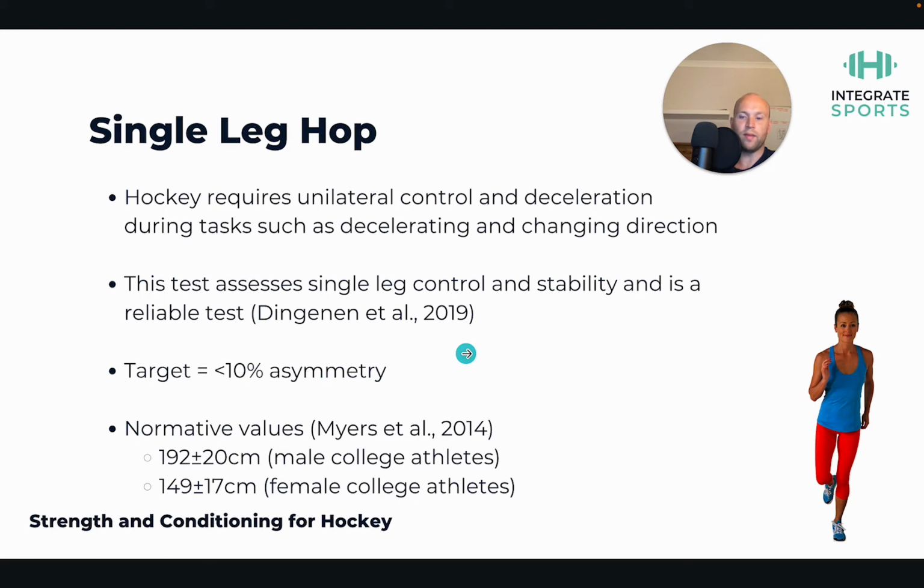Normative values, the primary ones taken here are from sort of female and male collegiate athletes, so it does differ for different demographics. This is by no means exhaustive, and there are ranges for different demographics. But if we just take this as a general ballpark to kind of aim for, around 1.9 meters or 192 centimeters in male collegiate athletes, 1.5 meters, 149 centimeters in female collegiate athletes are regarded as normative values for those sorts of demographics. And you can obviously remove some distance there for younger athletes and older athletes as well. But that gives you a rough idea of what good would be considered as.